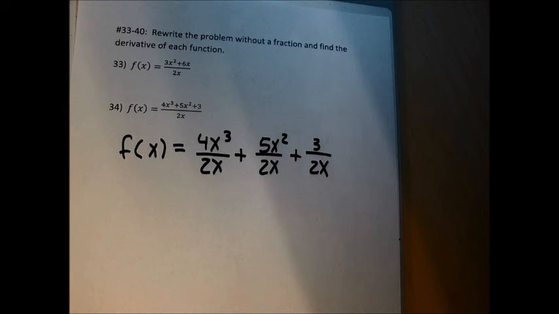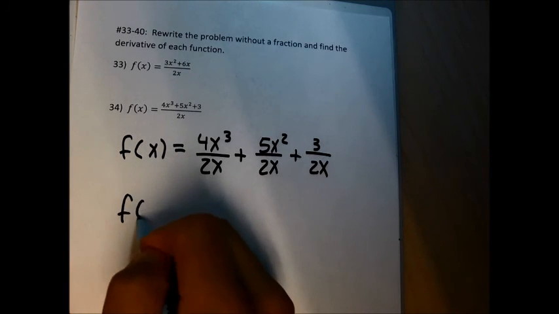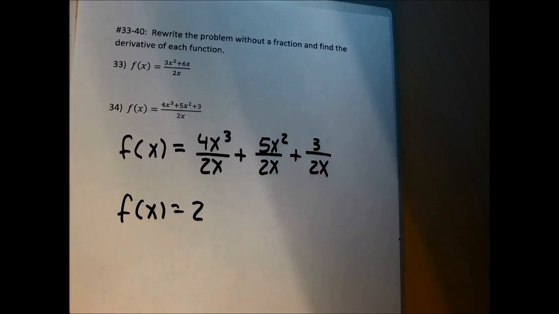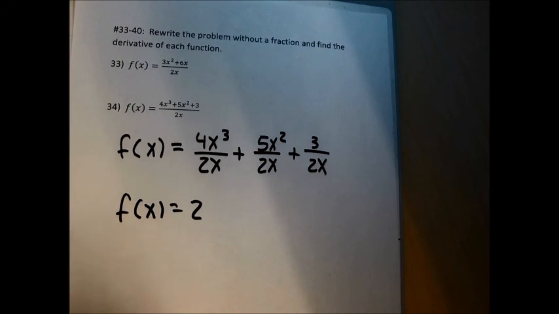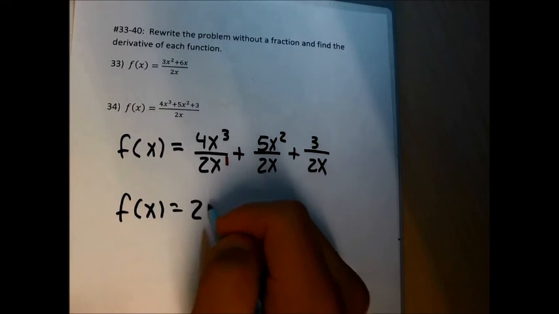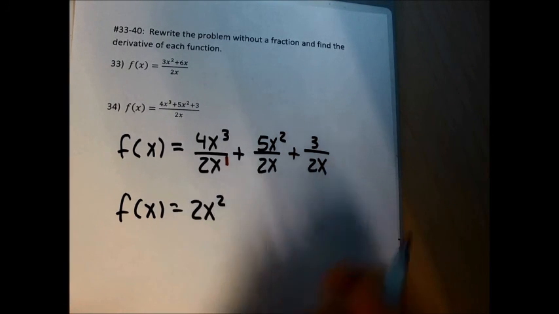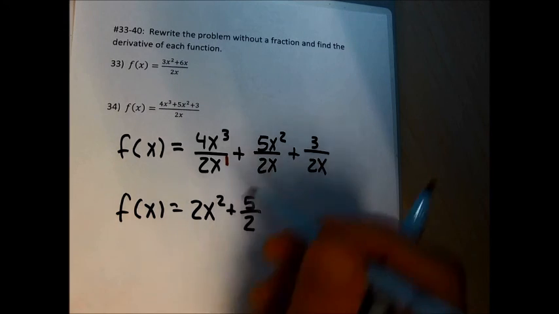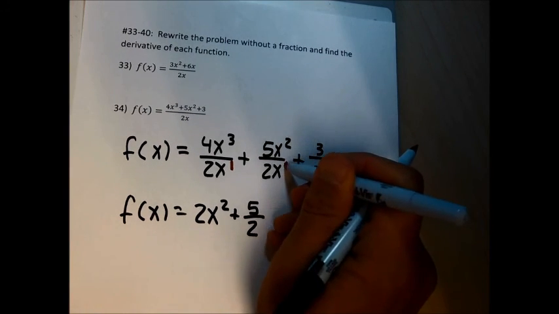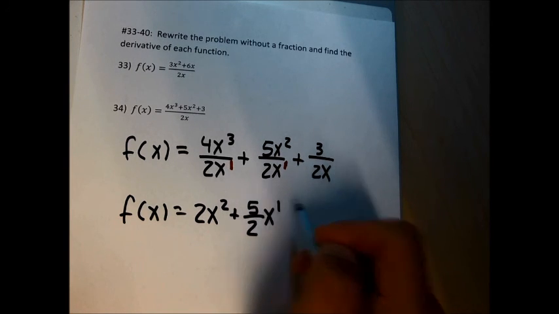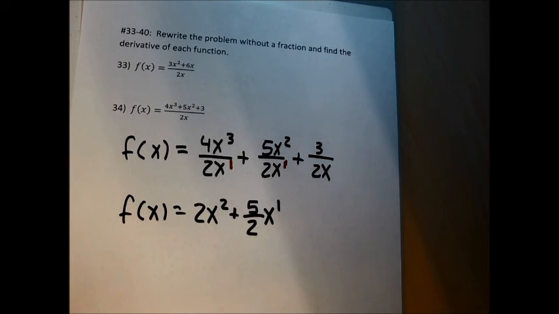Now I'm going to reduce. First fraction reduces really nicely. 4 over 2 turns to 2. And on the x's, you subtract their exponents. The x in the denominator has an exponent of 1, and you're going to get an x squared. Second fraction, the 5 over 2 doesn't reduce, so I'm going to leave that 5 over 2 alone. And for the x, I'm going to subtract their exponents. I'm going to get an x to the first power, and I'm going to write that instead of in the numerator to the right of the fraction.